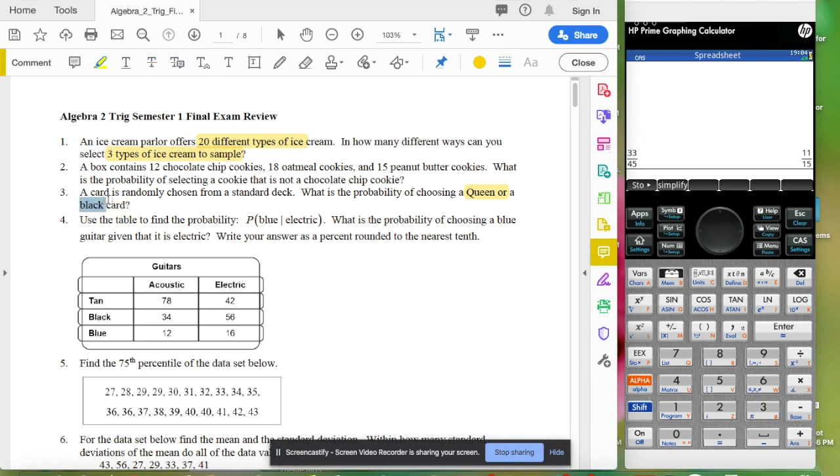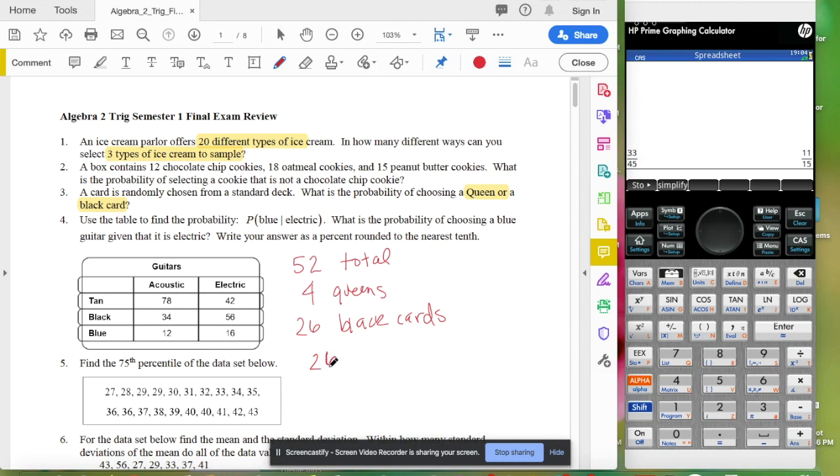We know that a standard deck of cards has 52 cards, and that there are 4 queens and 26 black cards. So with that, we want to know the probability of choosing a queen or a black card.